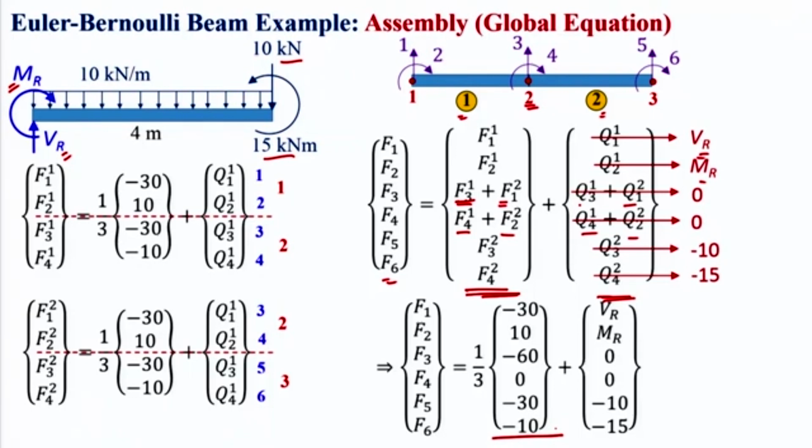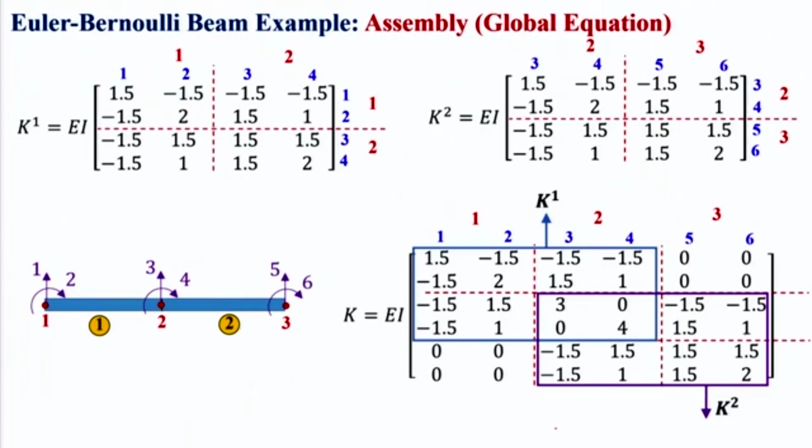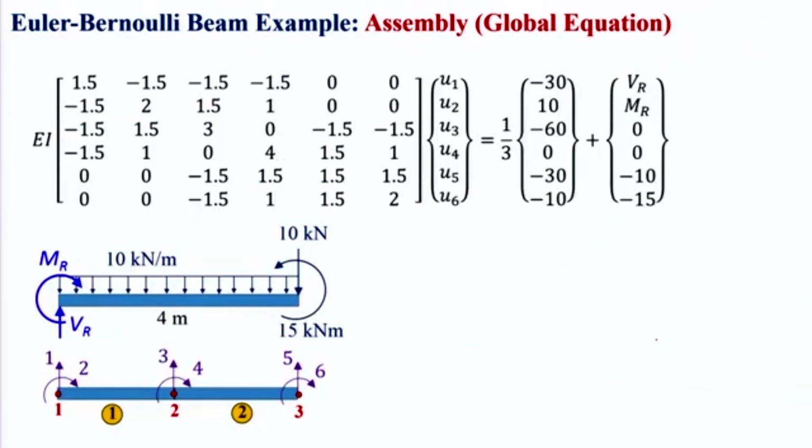Now let's get the global stiffness matrix. The global stiffness matrix is this. Again, the logic of assembling is exactly the same. This block is for element number 1 and this block is for element number 2, and their common node is node number 2. We add the contributions here from both elements, and then finally our stiffness matrix will be this. And if we write the expression, it will be this.